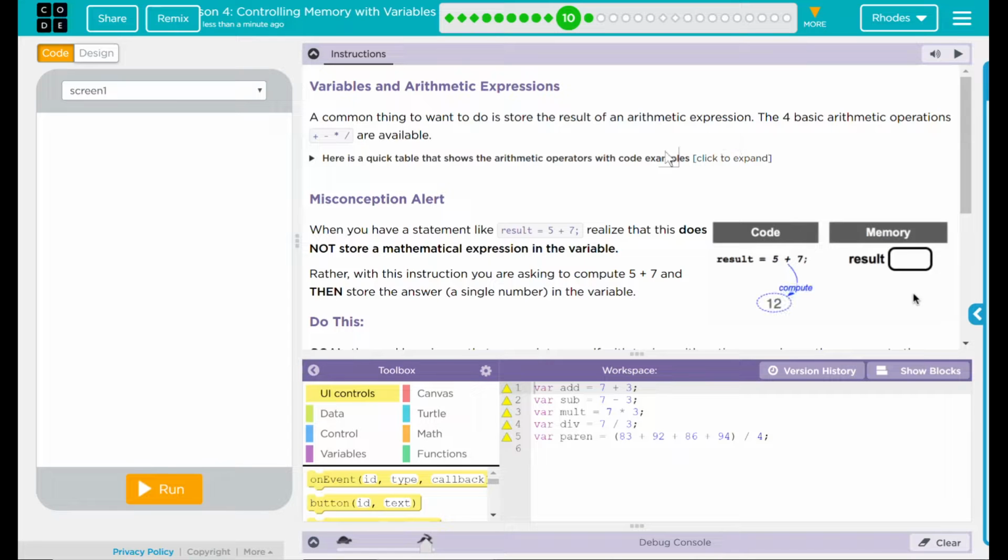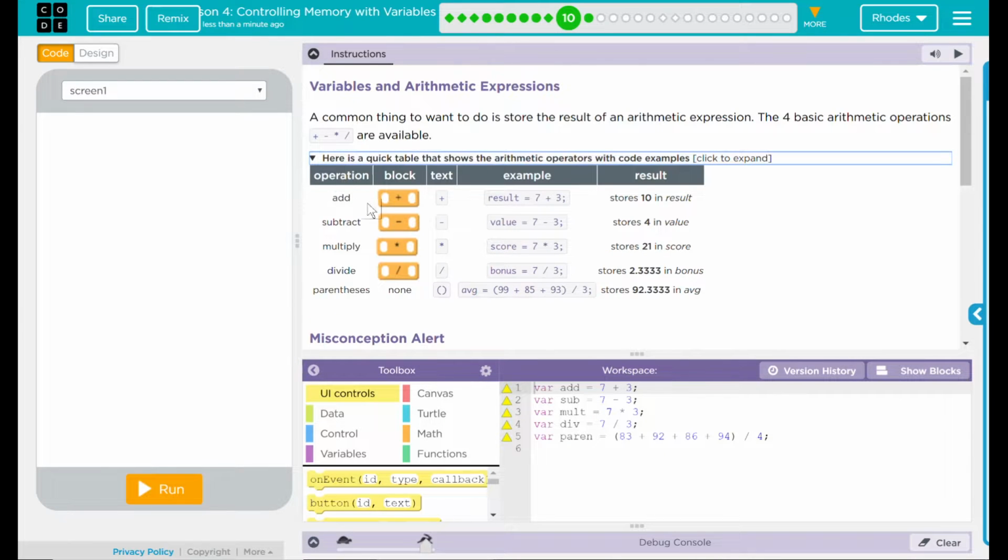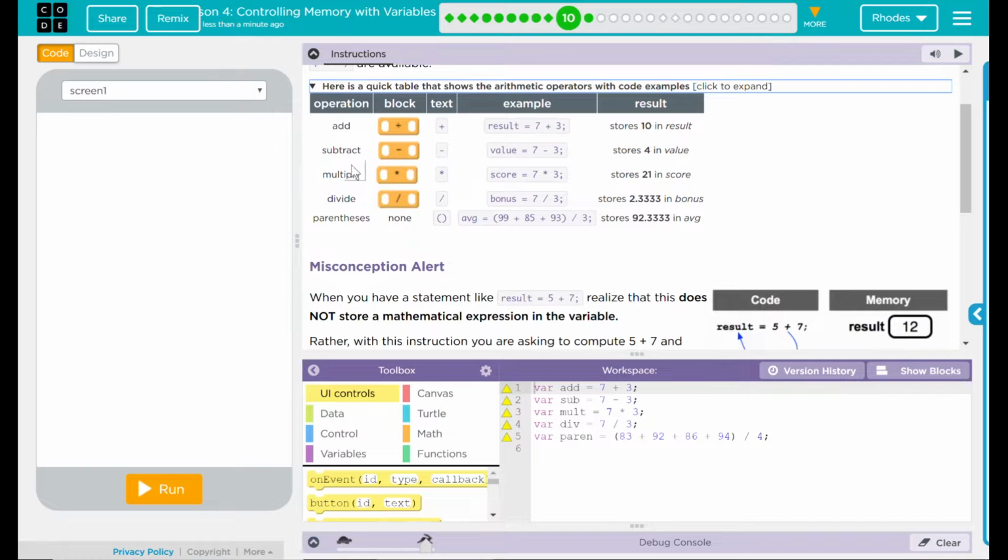There's a quick table that shows examples if we click down here. So we have add, subtract, multiply, divide, and we have this thing called parentheses. If you remember back to your math class, things happen in an order of operation. You usually do the parentheses, addition, subtraction before you do any multiplication or division. So we can do complex math here using parentheses.